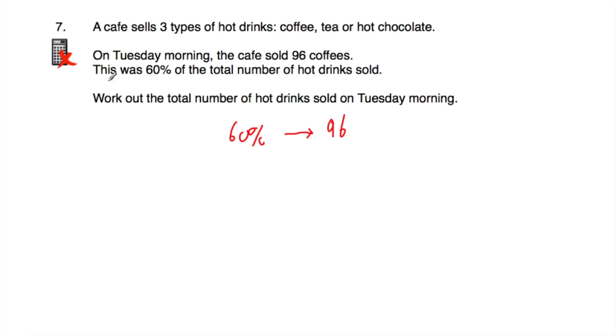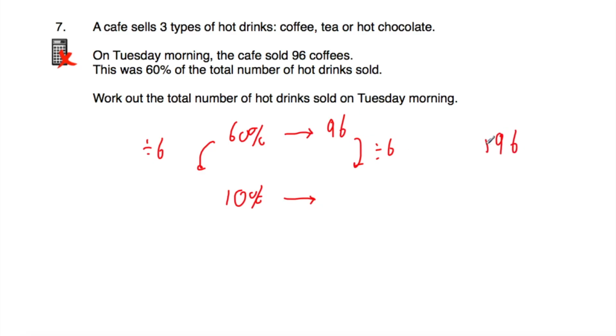That's a non-calculator question. So to make it a little bit easier, what I'm going to do is divide both of these numbers by 6. I'm going to divide by 6, and I'm also going to divide by 6. 60 divided by 6 would be 10%, because once we find 10%, we can then find 100%. And then we're going to do 96 divided by 6.